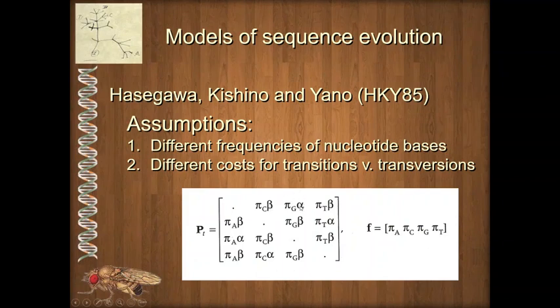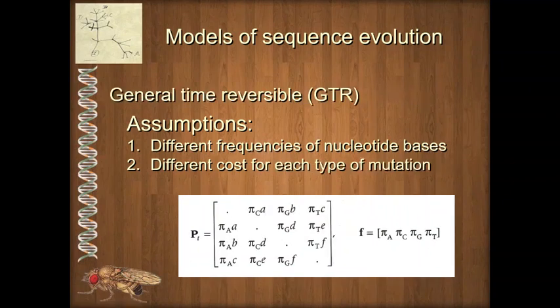And then finally, the 5th model of evolution that you need to know is called general time reversible. In this one, we have much more complexity, because not only do we need to estimate different frequencies for the different nucleotides, we also need to estimate a different rate of mutation for each type of mutation. The reason this is general time reversible, I misspoke there, is that we don't need to do it for every single mutation, because a C changing to an A is estimated the same as an A changing into a C. We don't make a distinction between the direction of the mutation.